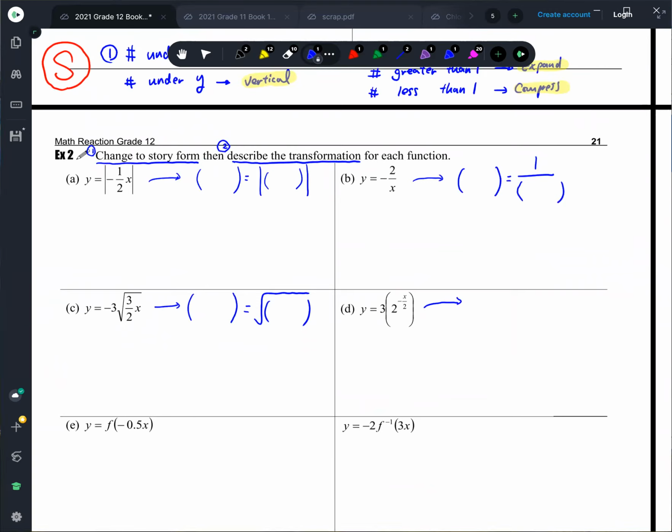The absolute value. Very good. And question B, the rational. Yeah, I guess you were somewhere else, huh? Okay, how about question C? Radical. And what do you think question D is now? Exponential. There you go, okay?